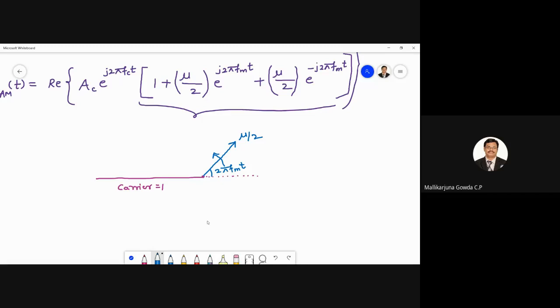Yes, for the next term, I am asking. It is e power minus j 2 pi fm. Is it clockwise or anti-clockwise? Clockwise. So, with respect to this as a reference point, I can write in this direction, with this angle as 2 pi fmt, right? Yes or no? So, in this direction, it will be traveling in the counterclockwise direction. It's a frequency of fm hertz. And here its magnitude is mu by 2. Okay.